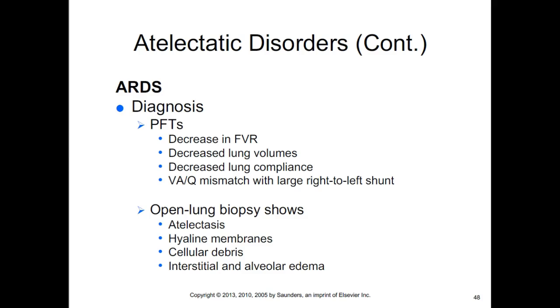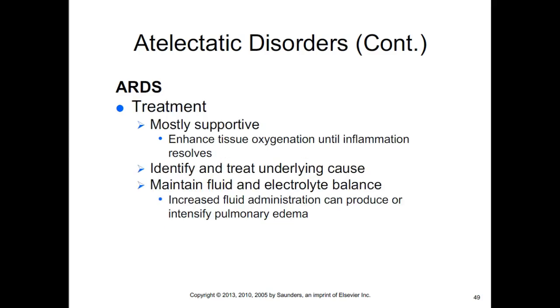Right? So some pulmonary function tests will have a decrease in your... excuse me, that's actually a functional residual capacity. So there's a decrease in FRC. So that's a little typo there. So that's FRC, right? Decreased lung volumes, decreased lung compliance, and a ventilation perfusion mismatch with a right to left shunt. Open lung biopsies are showing you atelectasis, hyaline membranes, cellular debris, and interstitial and alveolar edema.